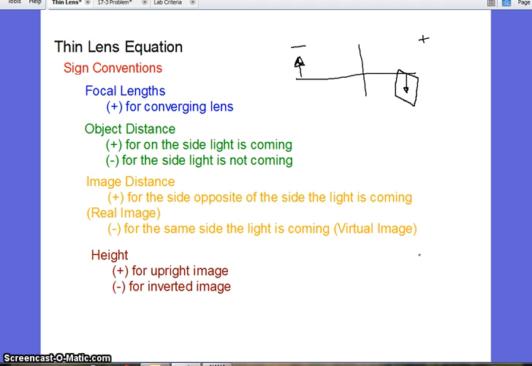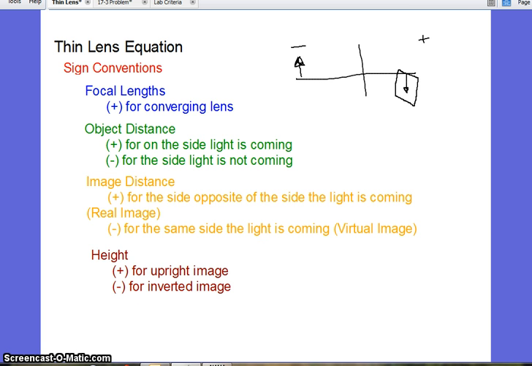Height, we can have positive and negative as well. Height is positive if it's right side up, and height is negative if it's upside down. So for most of our circumstances, at least to start out, our objects will typically be positive because they're usually right side up, and our images for the most part right now have been upside down. For all of our images so far, they've been negative.